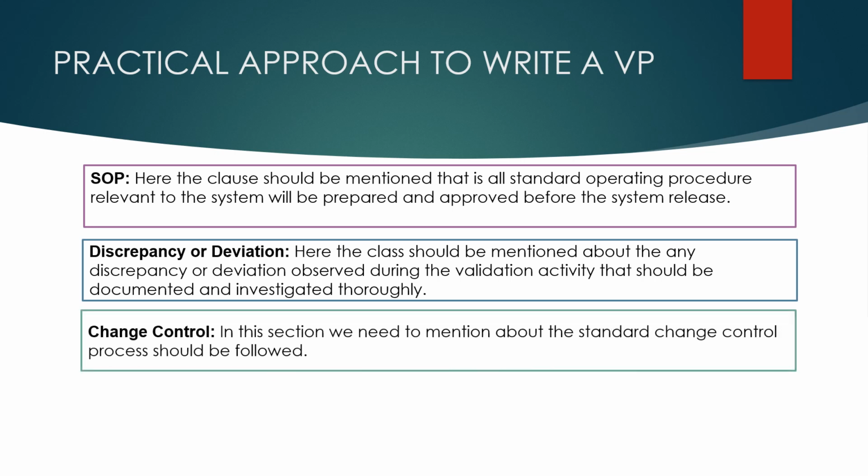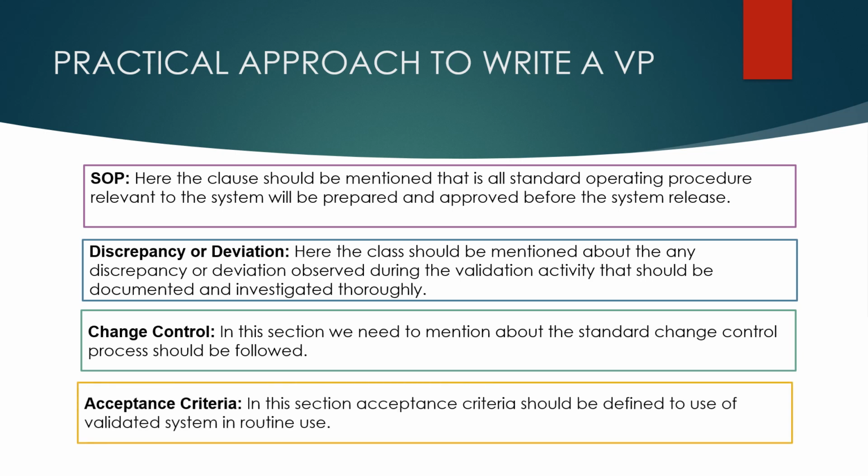The next section is change control. In this section we need to mention the standard change control process that should be followed, and if any change to the validated computerized system is observed during routine operation, then the change control process should be followed. Next is the acceptance criteria. In this section acceptance criteria should be defined for the use of the validated system in routine use. The conditions should include that all IQ, OQ, PQ testing results are documented and approved, and that the requirements mentioned in the URS and FRS and design configuration have been satisfied. Apart from this, all deviations observed during the validation activities are addressed properly and investigated, and relevant SOPs are available to operate the system. Such things we need to define in the acceptance criteria section.